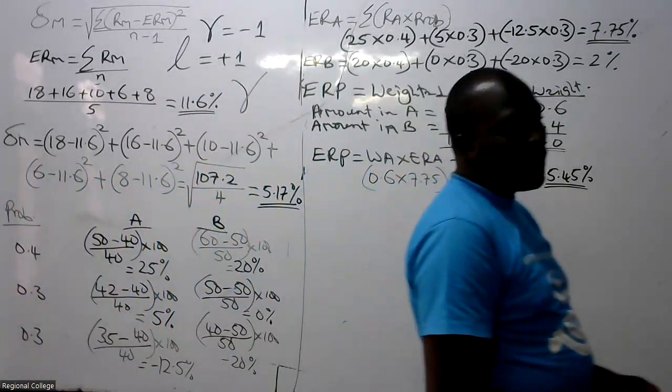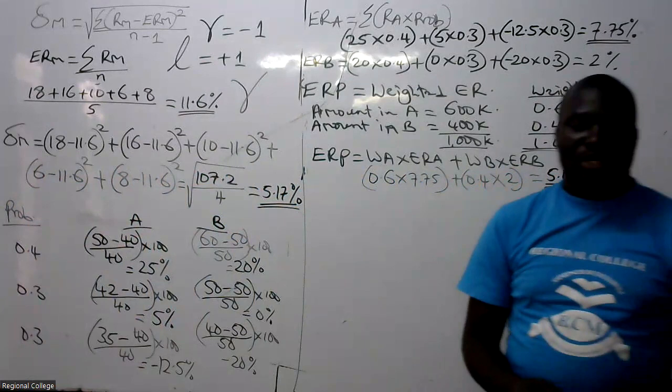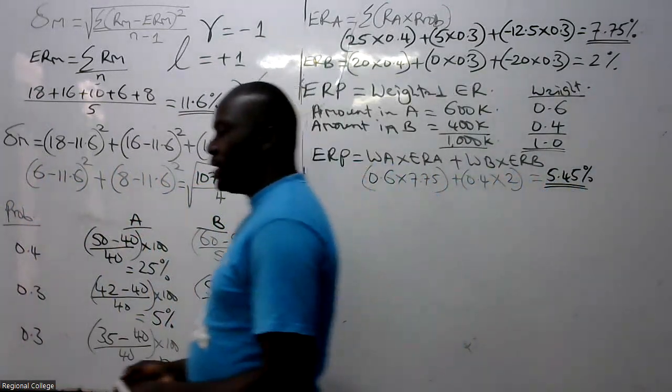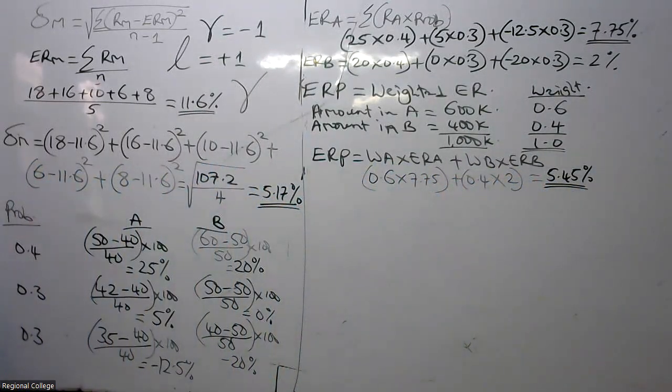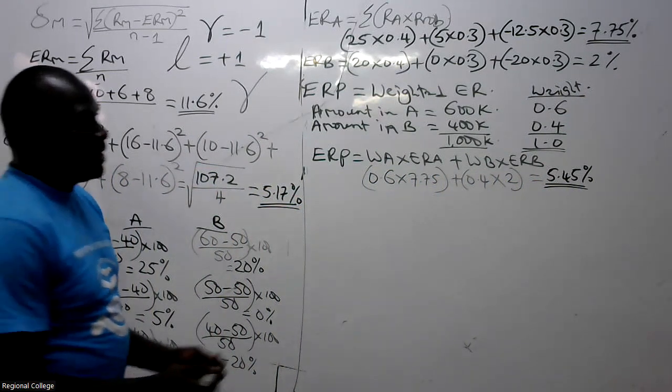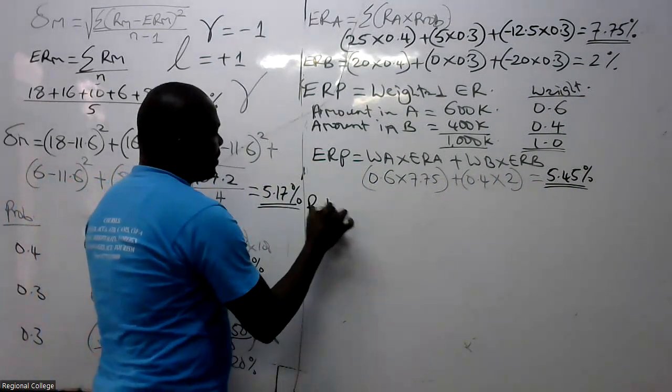Uncorrelated portfolio. Correlation coefficient equals zero, then no correlation. Why do you need the correlation coefficient? To help us calculate what? Is it covariance? One step at a time.